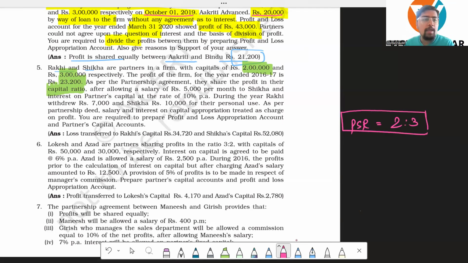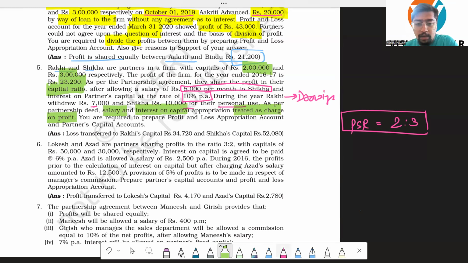After allowing a salary of rupees 5,000 per month to Shikha, and interest on partners' capital at the rate of 10% per annum. During the year, Rakhi and Shikha have withdrawn certain amounts for their personal use, so this becomes their drawings. As per the partnership deed, this is a very important line: salary and interest on capital should be treated as a charge on profit. That means you will have to charge them compulsorily.